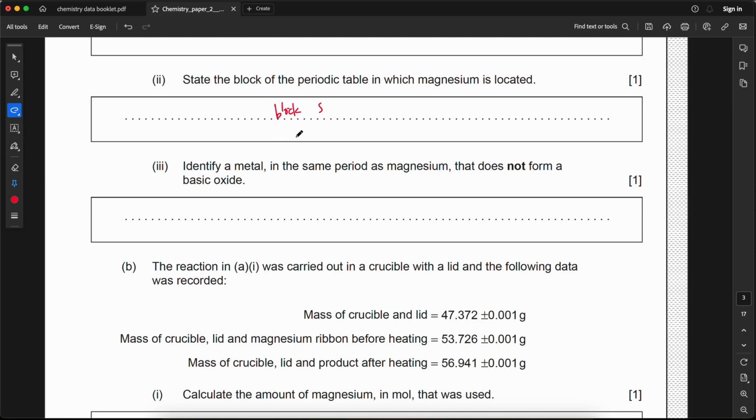Identify a metal in the same period as magnesium that does not form a basic oxide. It's aluminum, because it forms an amphoteric oxide, which means it reacts with both acids and bases to form salt.